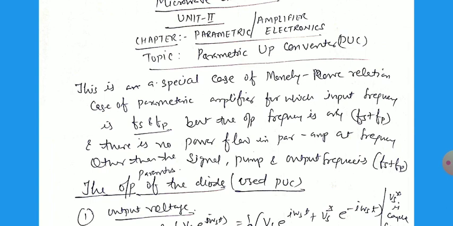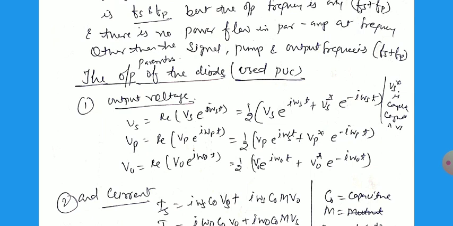Only these three frequencies are there, and this type of converter or parametric amplifier is called a PUC, parametric up converter. Mostly a diode is used for this, and a non-linear reactance is also there. So this will be used as a PUC. Now the different parameters related with the PUC. First is the output voltage.